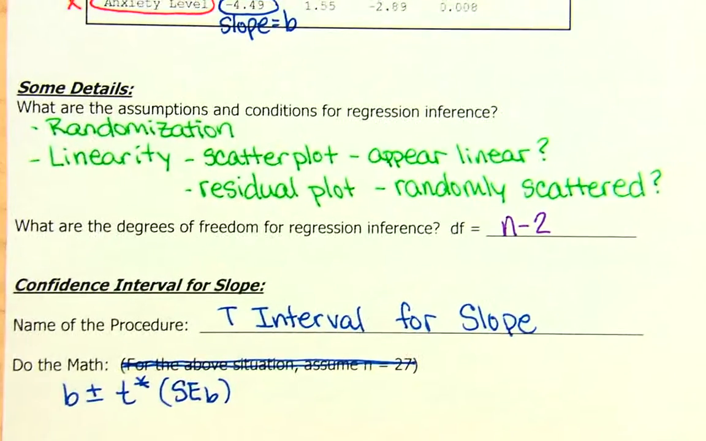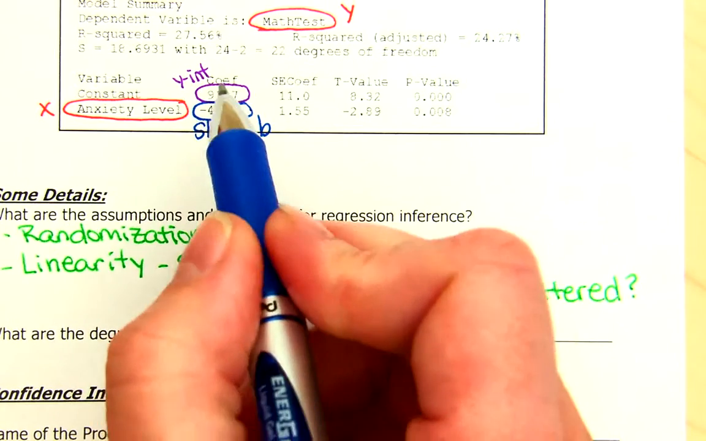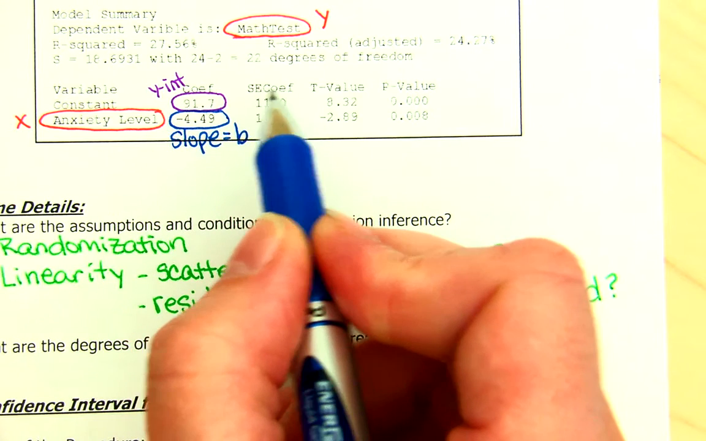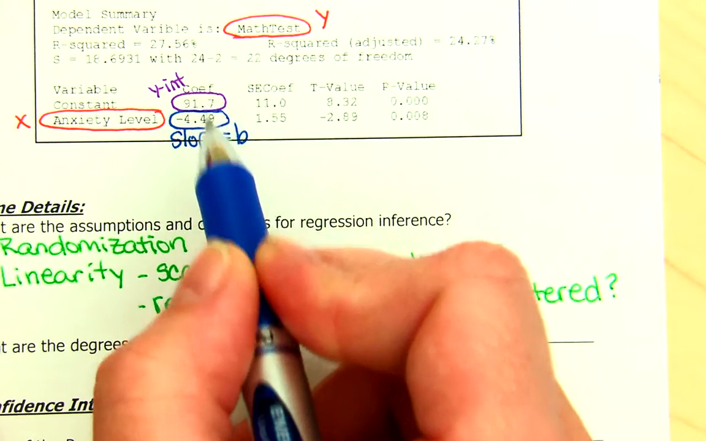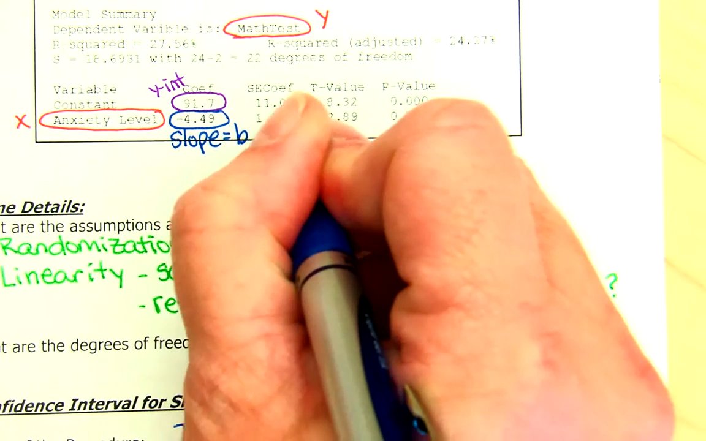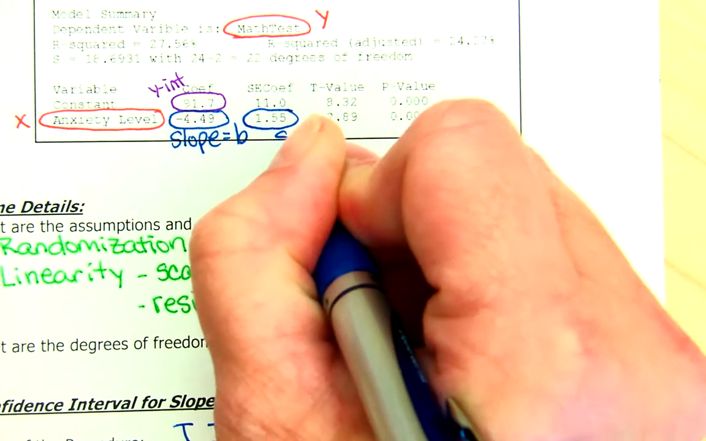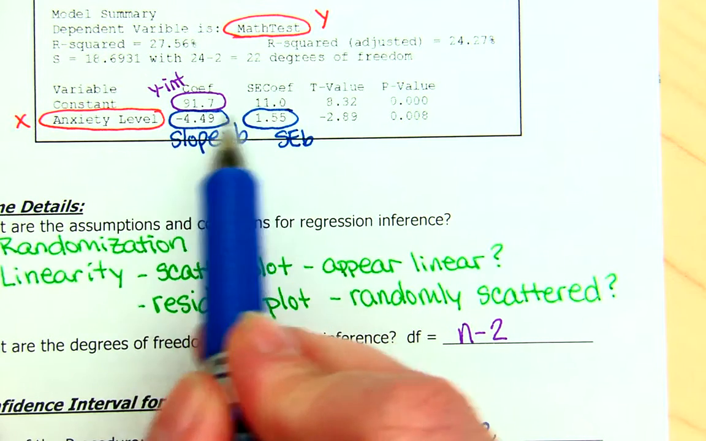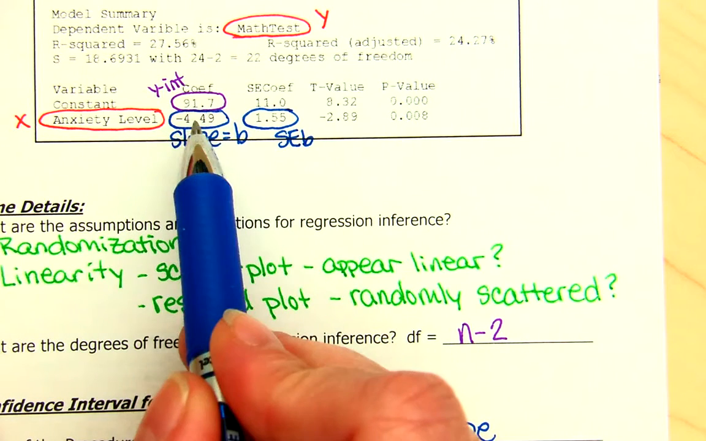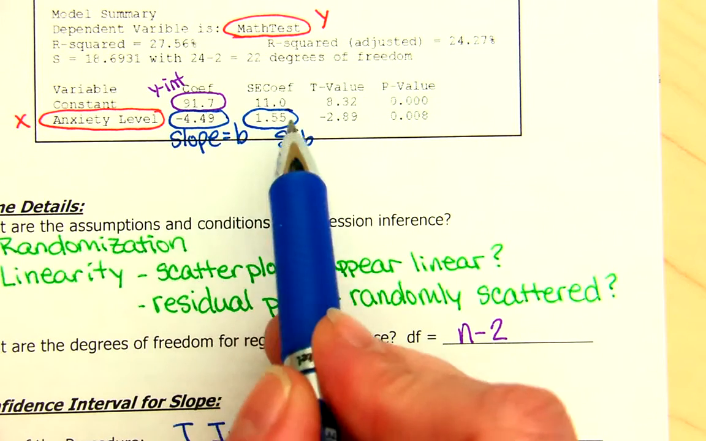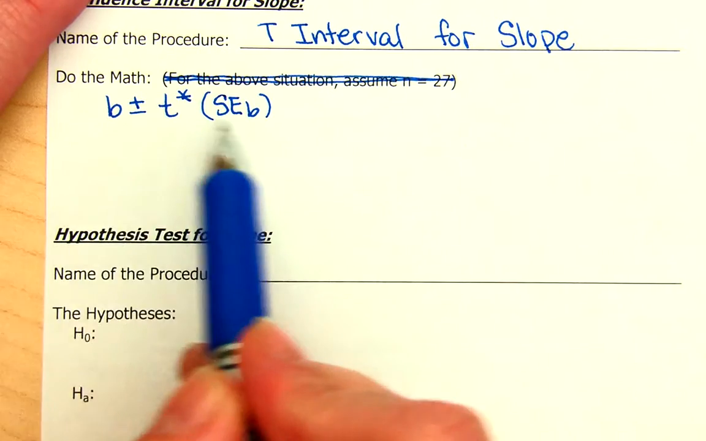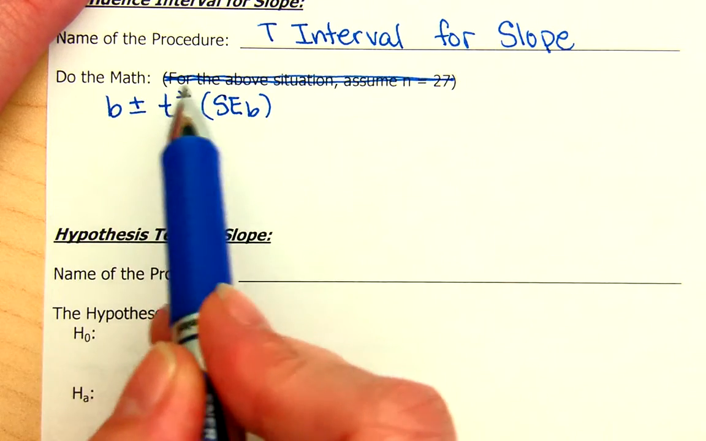So when we look back at our computer output, we see this is our slope. This next column you see is SE coefficient, that's standard error for these numbers. So this right here, this 1.55, that's our standard error for b. So that's the number we're going to use. So we have our slope value, our estimate. We have our standard error. So those are going to plug in these two places. We just need to look this up on the table.